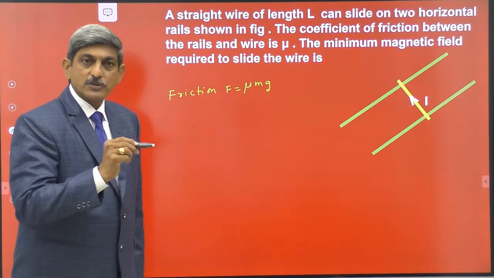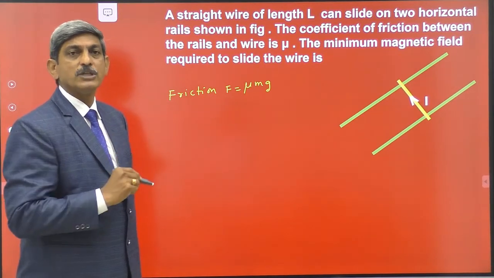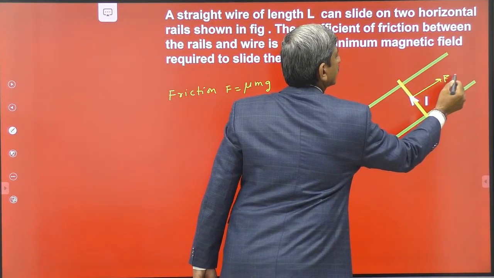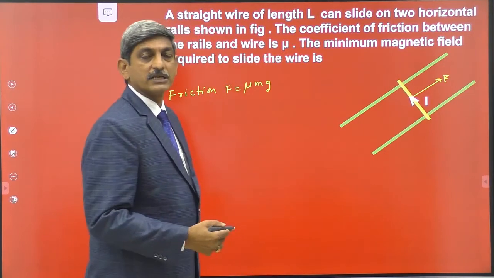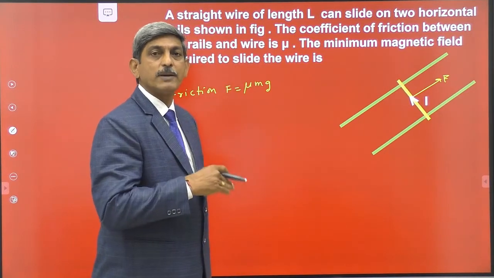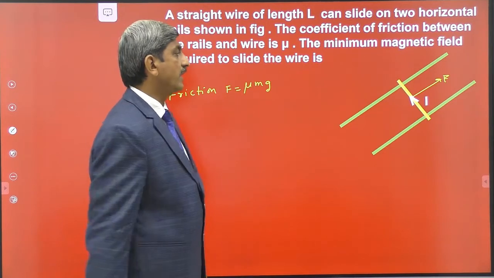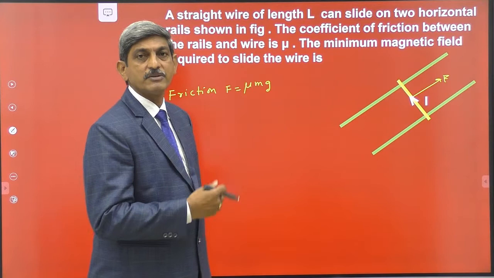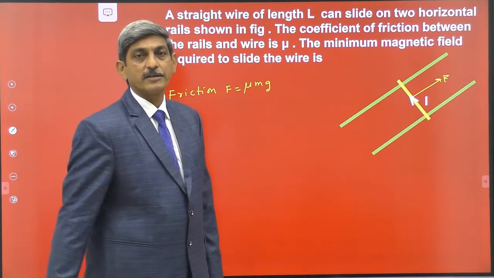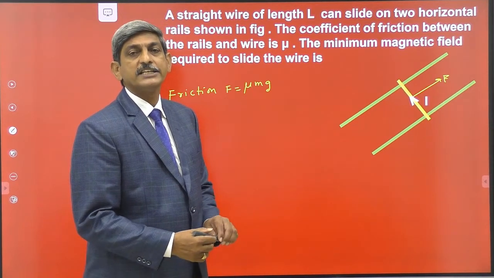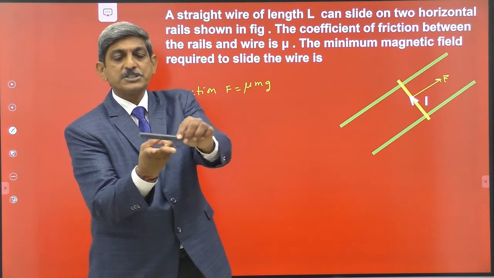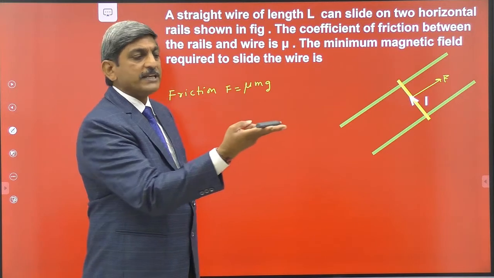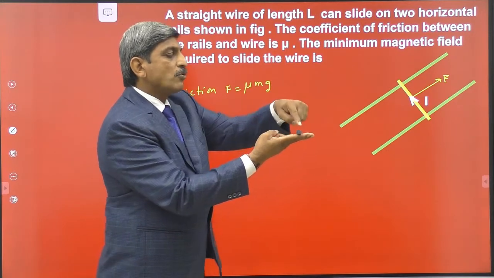Now, if we want to move the wire along this direction, we have to apply some force on the wire. Here, that force is going to be applied by means of the magnetic field. Now, here also we want to determine the strength of the magnetic field and the direction of the magnetic field required to move the wire. Now, for that, what is the direction of the magnetic field? Suppose this is the wire on which we are going to apply the magnetic field. Here we have to move the wire along this direction.